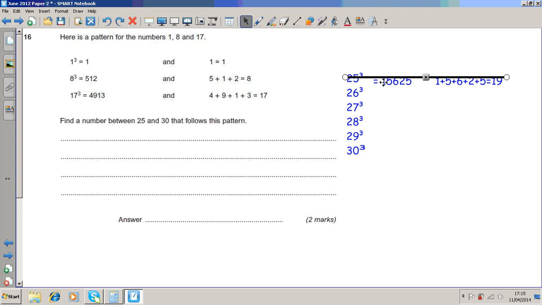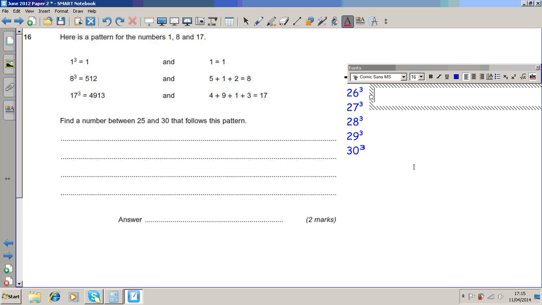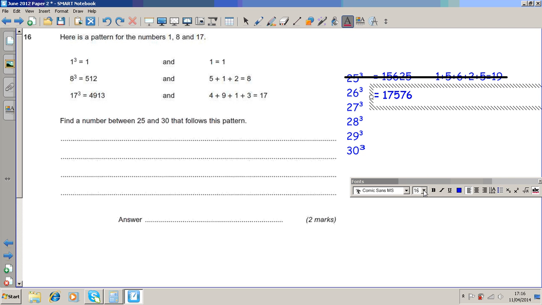Mummy will. Alright, so that's that one. 26 cubed then. 26 times 26 times 26 equals 17576. So now if I add them together, 1 add 7 add 5 add 7 add 6 is 7, 14, 20, 25, 26. Yay!